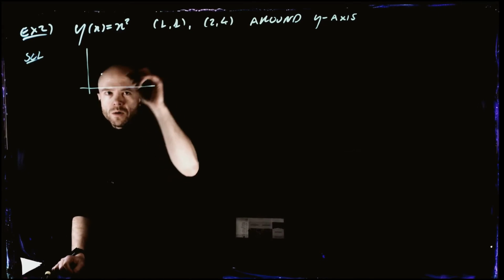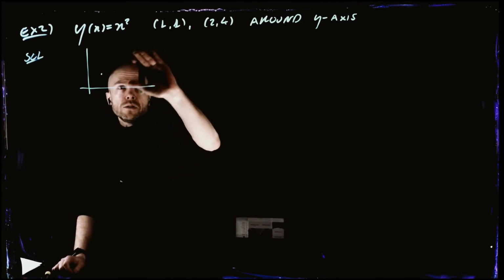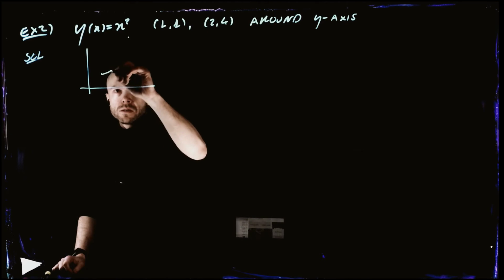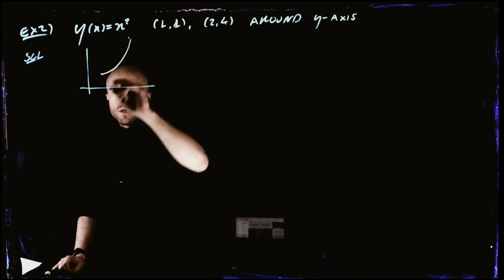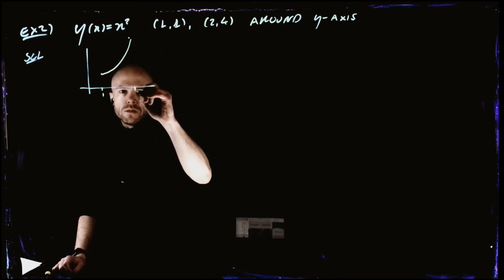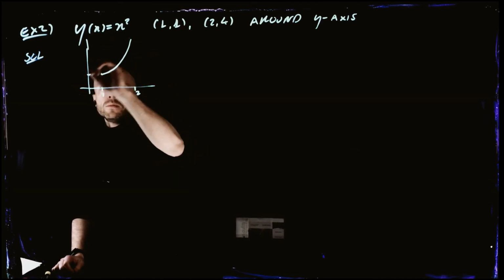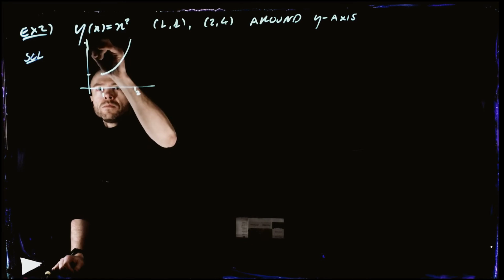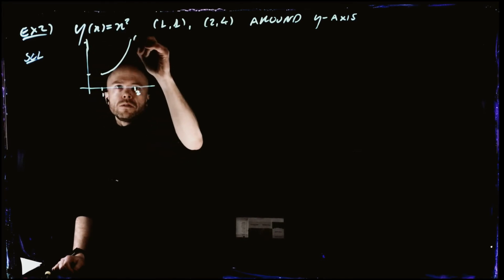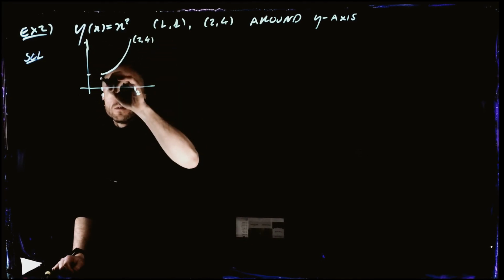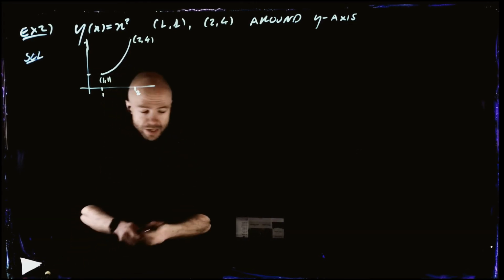We start off at (1, 1). Here we are at (2, 4). Looks like this. This is 1, and this is 2, and this up here is 4. Whatever. This is (2, 4), (1, 1), and we're rotating around the y-axis.